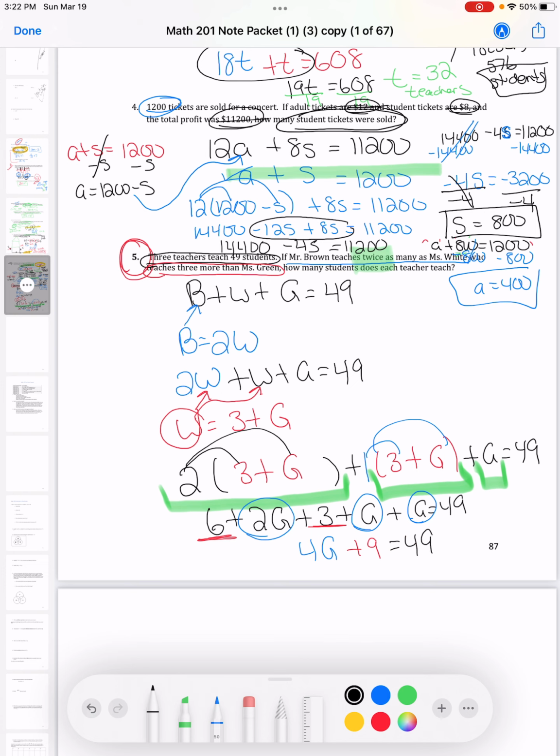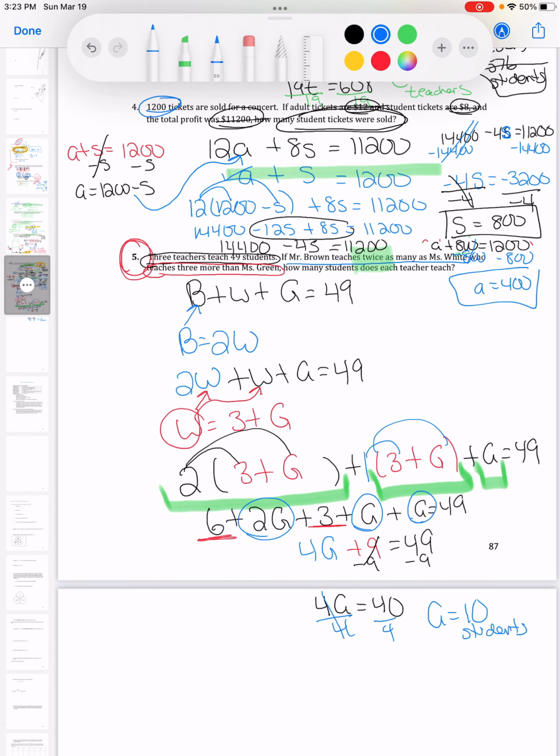Now, when I start moving things that are not on the same side, that's when I'm going to be doing the opposite. So, for instance, I'm going to subtract 9. So I get 4G is equal to 40. Then I'm going to divide by 4. And I'm going to get green has 10 students.